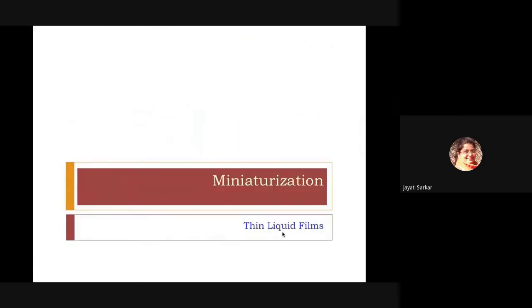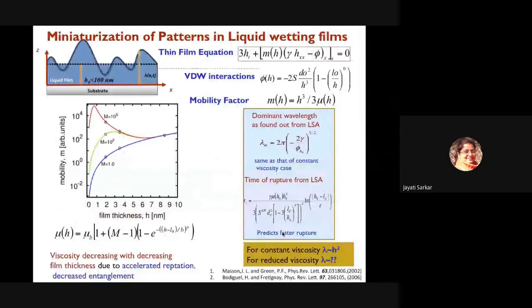So we have seen now that the patterns can be used for different purposes. One of the purposes is how to miniaturize these patterns. Because we know that in thin liquid films we are getting long wave patterns, it would always be better to have patterns at a very small length scale, because then the physical properties can be enhanced very much.